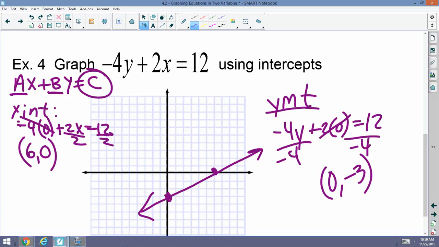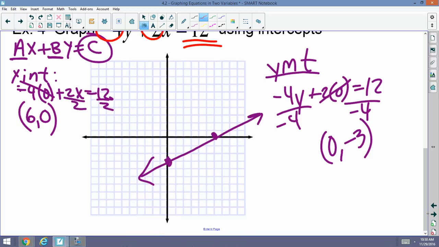So again, when do you use the intercepts? When the a and the b are factors of the c. So when the numbers in front of the x and y are factors of the constant, that's when you use x and y intercept. Does that make sense? Questions, comments, concerns, problems, issues? May I continue? All right, let's do this.